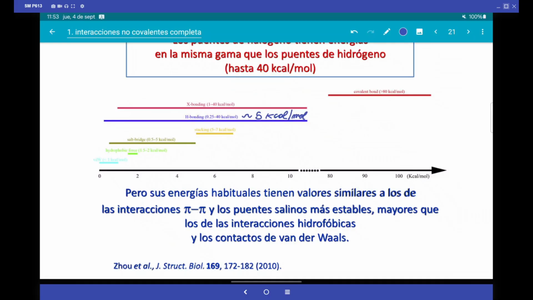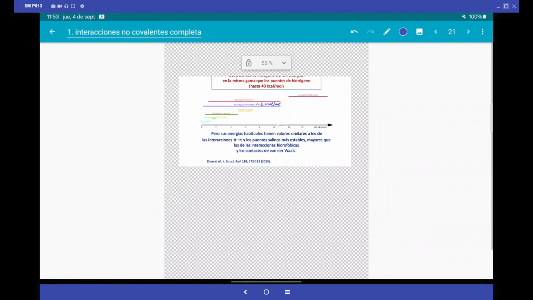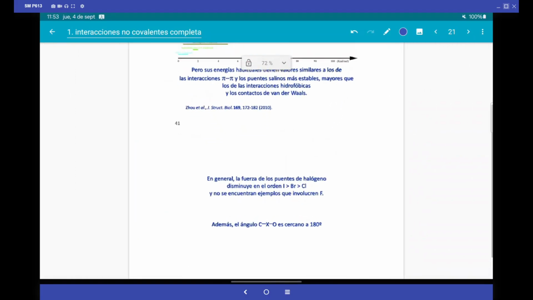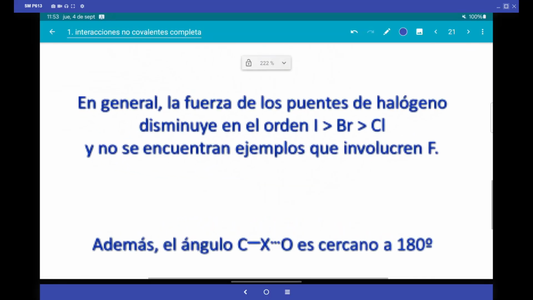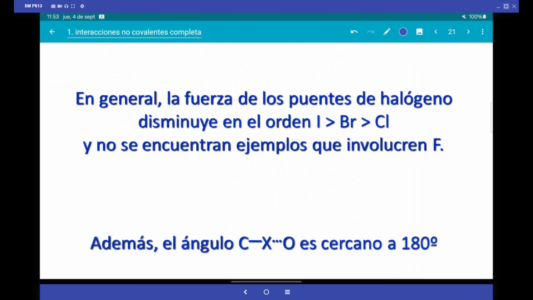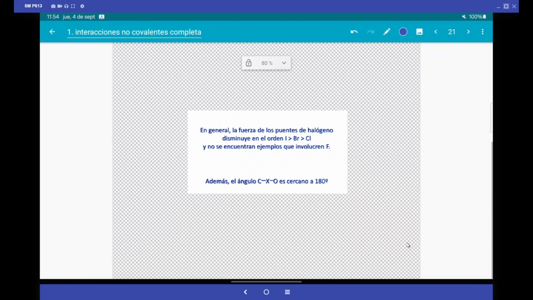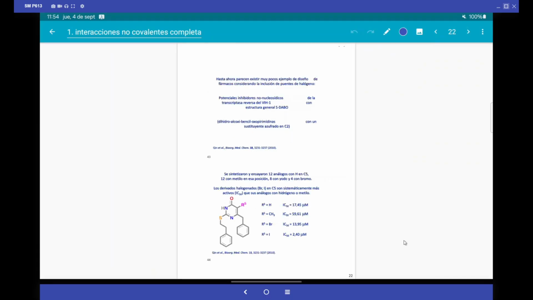Show the pi-pi interactions, salt bridges, greater than that the hydrophobic interactions and van der Waals contacts. Well, for now, finalizing the idea, in general we explain that the strength of the halogen bridges decreases as the radius decreases, apart from the radius, that also depends on the angle of interaction. There is a concrete example question, the biological activity.